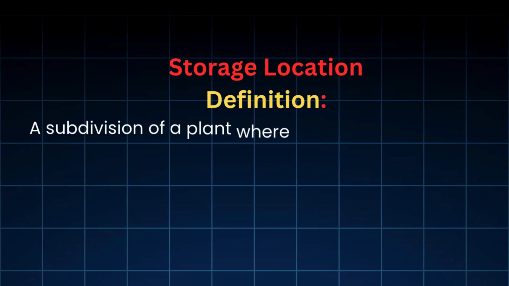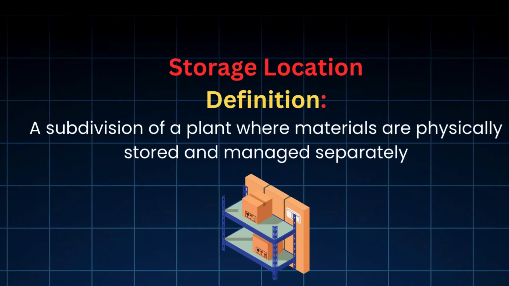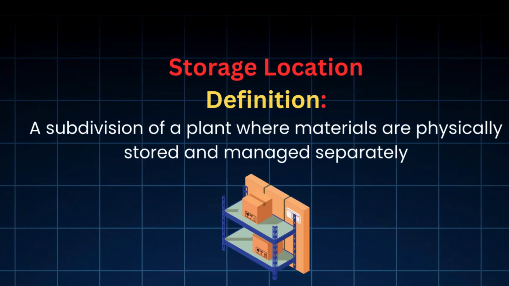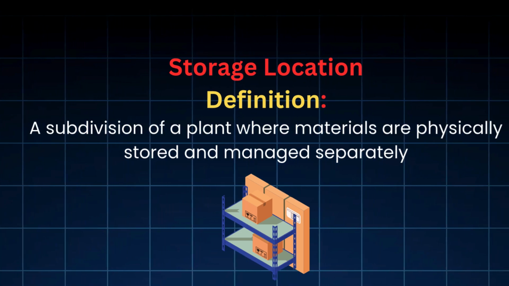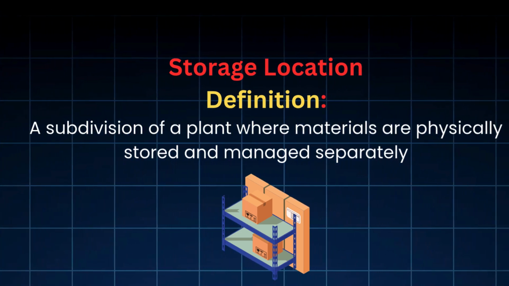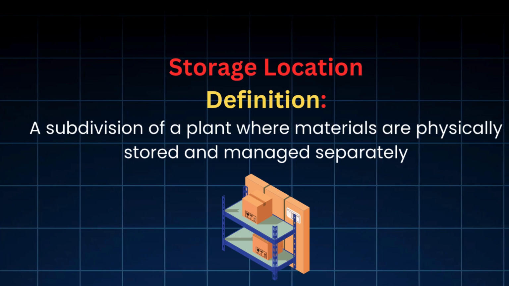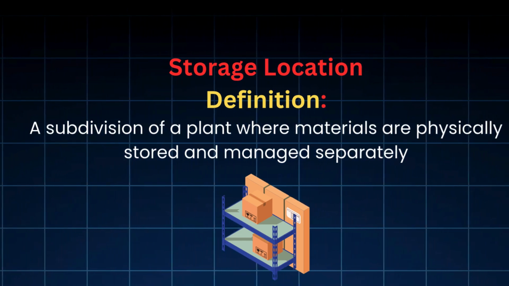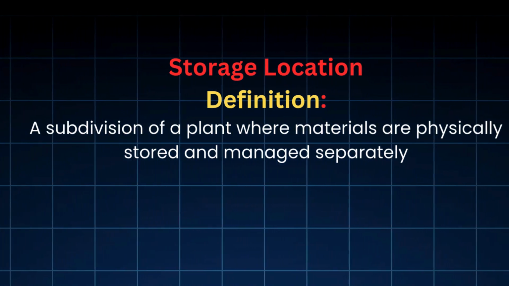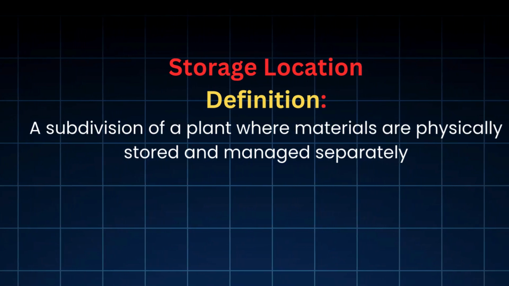Next is storage location. Storage location is a place inside the plant where we store the physical products of the plant. One plant can have multiple storage locations to store different products. Storage location is always part of a plant. Inside the plant we have storage locations.